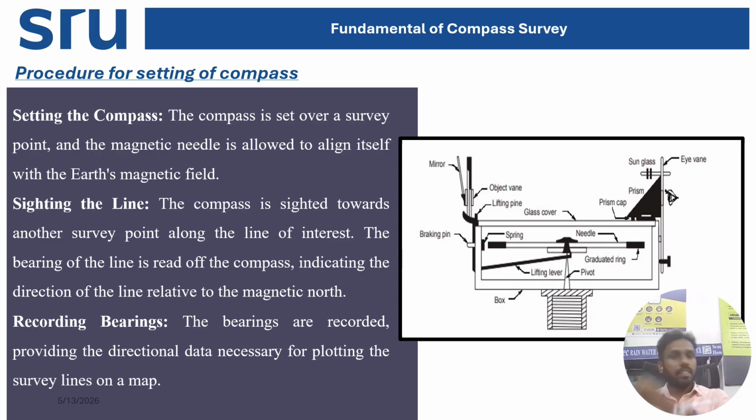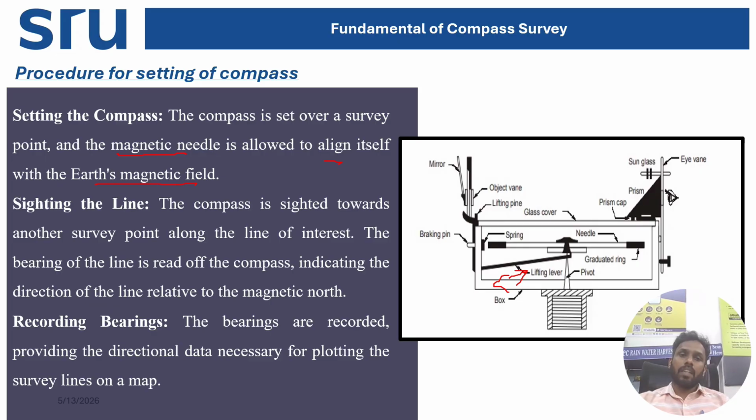Next we are going to see the procedure for setting up a compass. First you should know how to set up a compass. The compass is set over the survey point. The first point is that you have to fix your compass exactly on top of your survey station, right? And the magnetic needle is allowed to align itself with the Earth's magnetic field. So you release your lifting lever, and the magnetic needle is suspended on the pivot point. Your magnetic needle will automatically align towards the magnetic north.